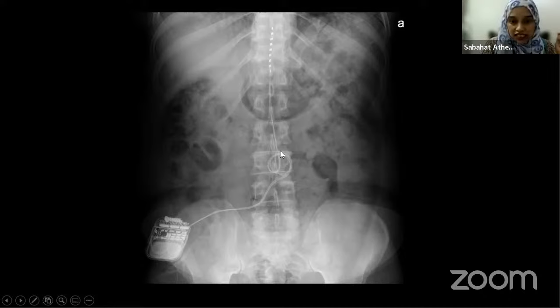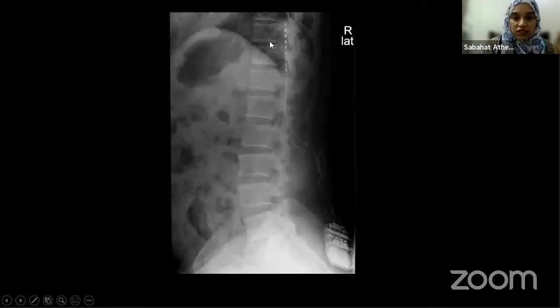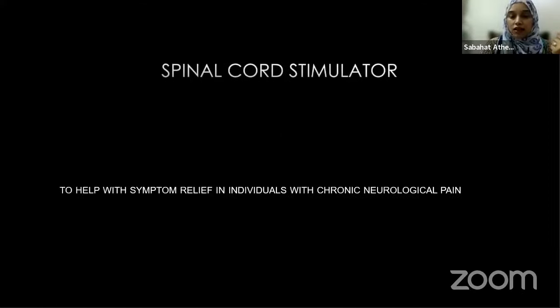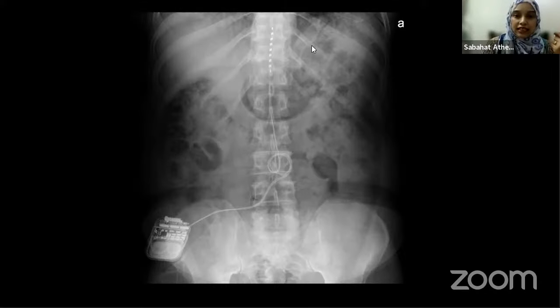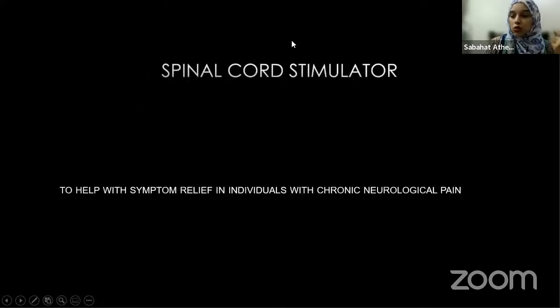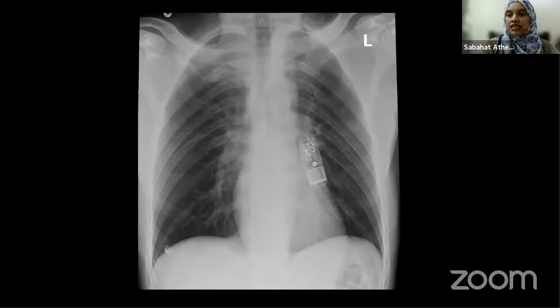This is going into the spinal canal, into the epidural space. This spinal cord stimulator is being used in patients who have chronic pain, for pain management symptoms. It helps with symptom relief in individuals with chronic neurological pain. Let me show you again. This is a spinal cord stimulator, which you will see in patients who are being managed for chronic pain. Okay, let's go to the next case.